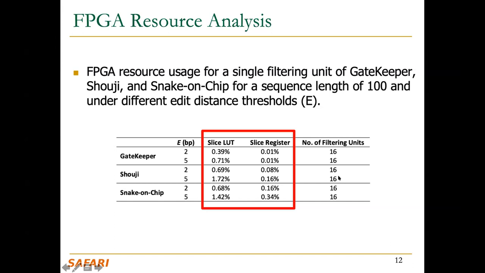However, since we were using an outdated connection at that time, PCI Express 3, I think we couldn't move too much data to the FPGA to be processed in a single cycle. So we were able to saturate the memory bandwidth using only 16 modules, but we could fit more if we use more sophisticated connections between the CPU host and the FPGA.